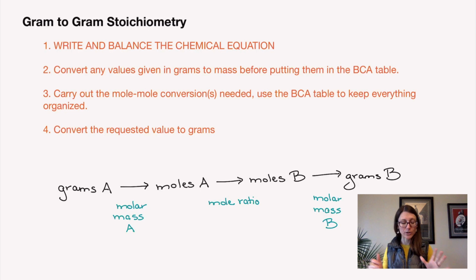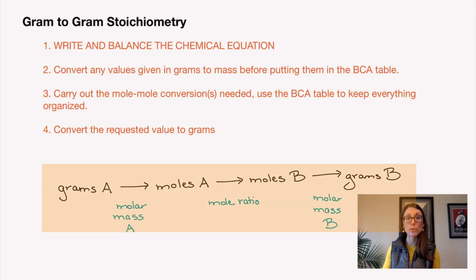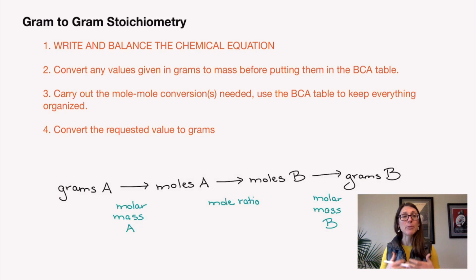So, as a quick streamlined piece, we're going to go from grams of the first chemical to moles using the molar mass. Then we're going to go from moles of that chemical to moles of our target chemical using the mole ratio. This is where we keep things organized in a BCA table. Once we know the moles of the chemical that we were asked about, we'll convert that to grams using the molar mass. That's our plan. I'm going to do 2 examples. The first one I will do using proportions, and the second one I will do using dimensional analysis.